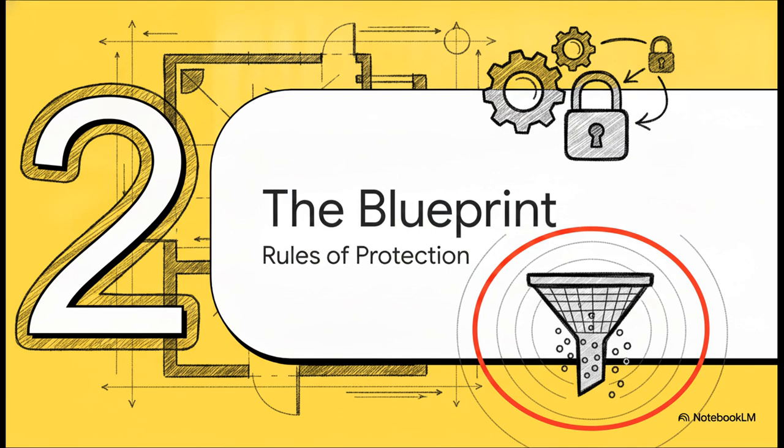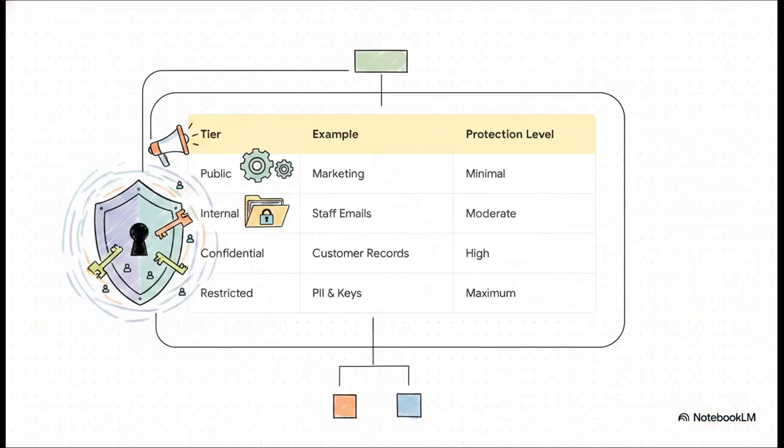Moving right along to part 2, the blueprint. These are the rules of data protection. Before you can actually build up your walls, you have to know what you're protecting inside. And that means practicing data minimization, basically only keeping what you strictly need so you shrink the blast radius if a breach does happen. We group this data into tiers: public, internal, confidential, and restricted. That restricted tier, that's the stuff that holds your encryption keys and highly sensitive personal data. It needs maximum lockdown. Knowing exactly what you have and what tier it belongs to literally drives every single protection decision you make from here on out.